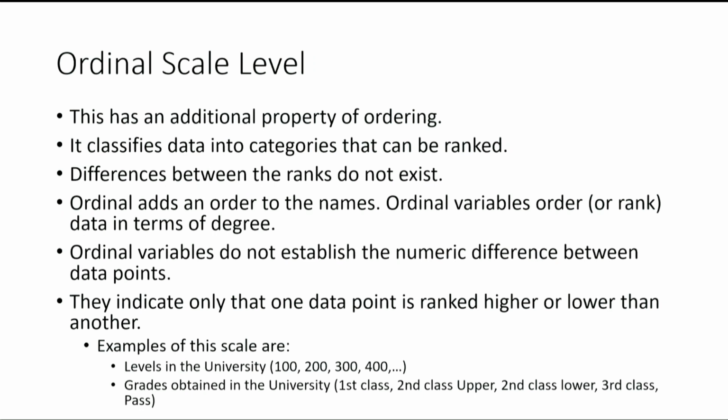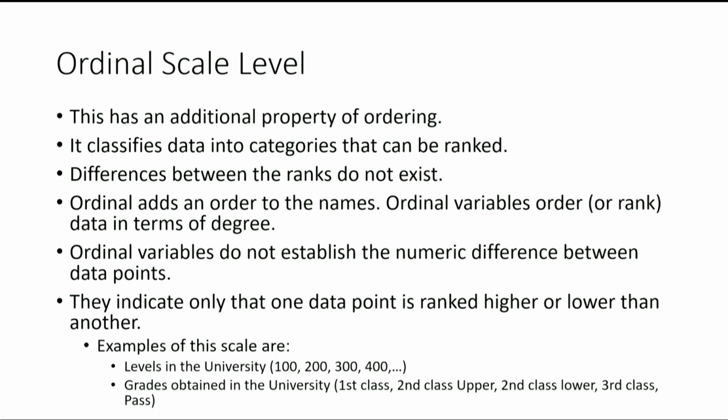The next one is ordinal scale. This one has an additional property of ordering. That's what we call ordering, that's what we call ranking. In this particular one, it classifies data into categories that can be ranked. Differences between the ranks do not exist.